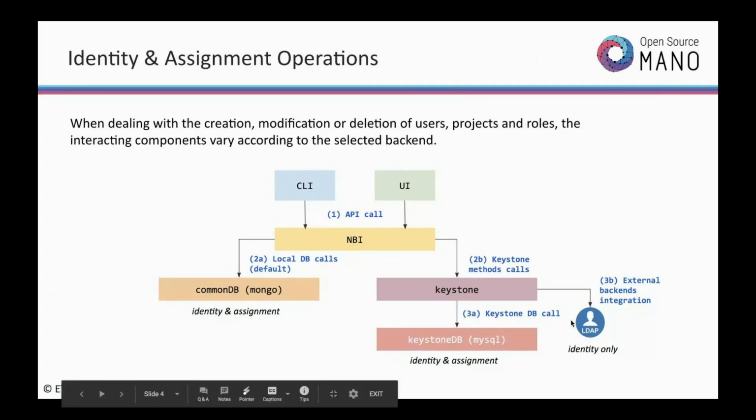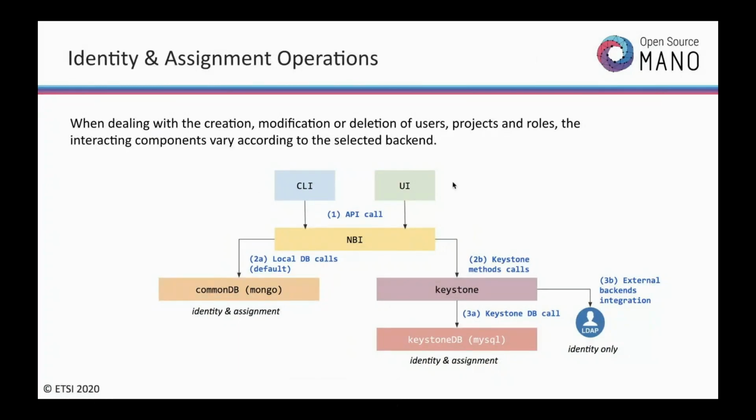And what I would like you to take from these slides is, for example, that when dealing with creation of users, LCM is not there, RO has nothing to do, VCA has nothing to do, MON, none of these components. So you know where to go when things are not working as you expect.